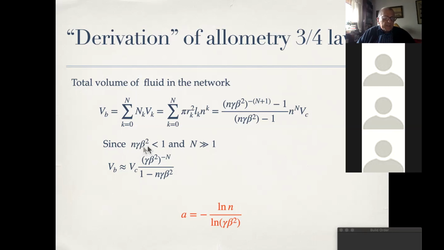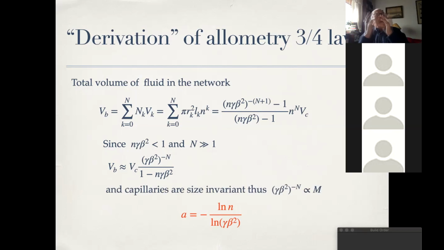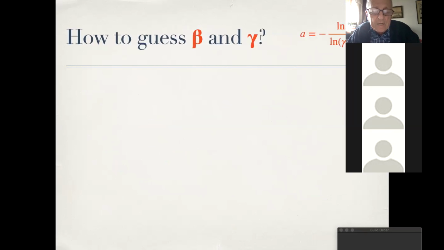With this particular assumption, this expression can be simplified enormously, and it says that the total volume of liquid in the network is the volume of a capillary times a very simple formula. Since capillaries are, as we already assumed, size invariant, that implies that the product of gamma times beta squared to the power minus n must be proportional to the mass of the animal, of the living structure. If I substitute that in this expression, then I can easily calculate the exponent a.